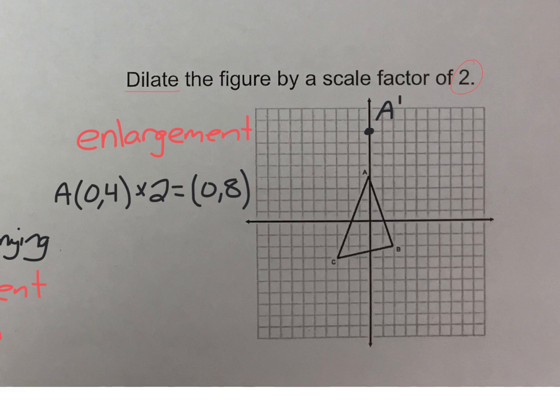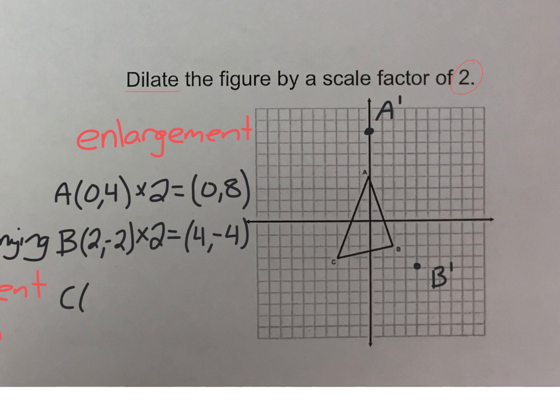So now, how do we find B and C? Same thing. What are my B coordinates? 2, negative 2. What do I have to do? Multiply by 2. 2 times 2, 2 times negative 2, negative 4. And then C. Looks like negative 3, negative 3. Multiply by 2. What are our new coordinates? Negative 6, negative 6.